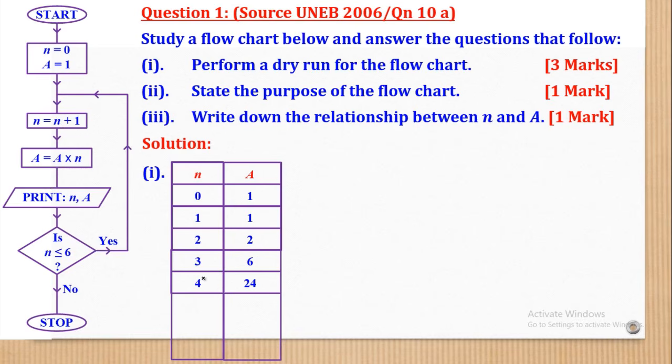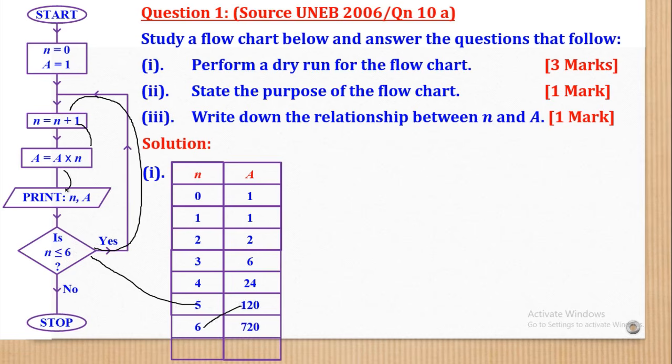When I ask myself, this 4 is still less than 6. So I'll go back here, increment it by 1 to give me 5. Then this one says that we multiply, so this with this gives you 120. Then I print and I ask myself. When I ask myself, I realize that this one is still under the option of yes. So go back and increment it by 1 again, like that. Then from here we go to this where I have to multiply this with this to give you that.